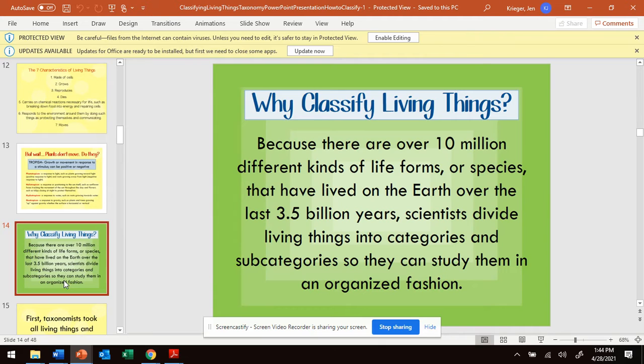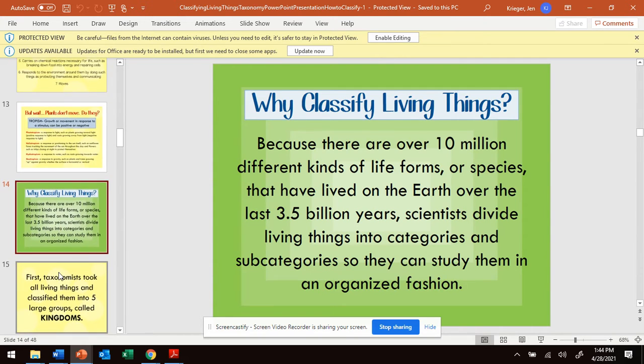So we're going to talk about why you looked up taxonomy. Why do we have to learn this? Why do scientists classify, which means sort or group living things? Because ladies and gents, there's over 10 million different kinds of life forms or species that have lived on Earth over the last 3.5 billion years. Scientists have to divide living things into categories and subcategories so they can study them in an organized fashion.